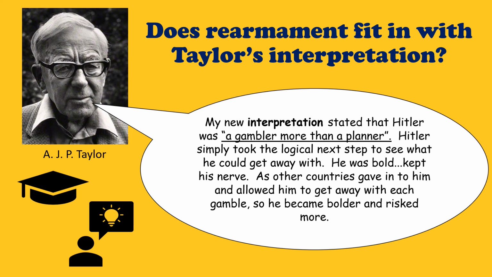I think personally, knowing what I know about his conquering of Lebensraum, which is what we're going to move on to look at in our next video, I think it's actually quite possible that from 1938 onwards, Hitler becomes more in a position where he is planning what he is doing rather than necessarily taking risks, because he's got that strong army to back him. So does rearmament fit in with Taylor's interpretation? Absolutely, especially when looking at the events of the earlier 1930s.